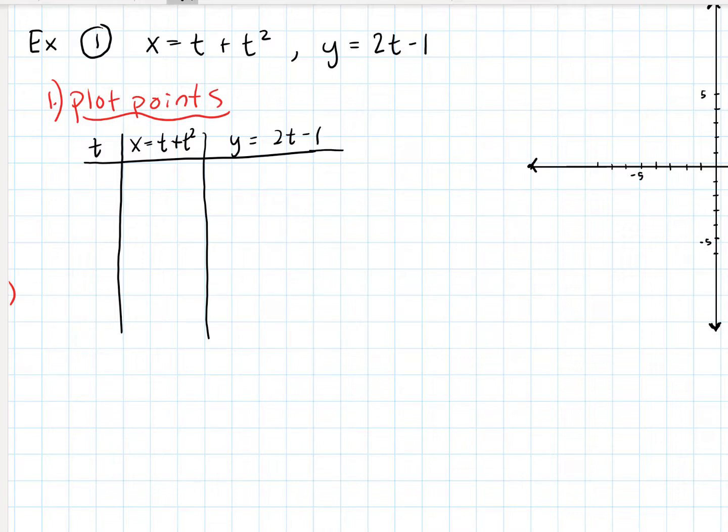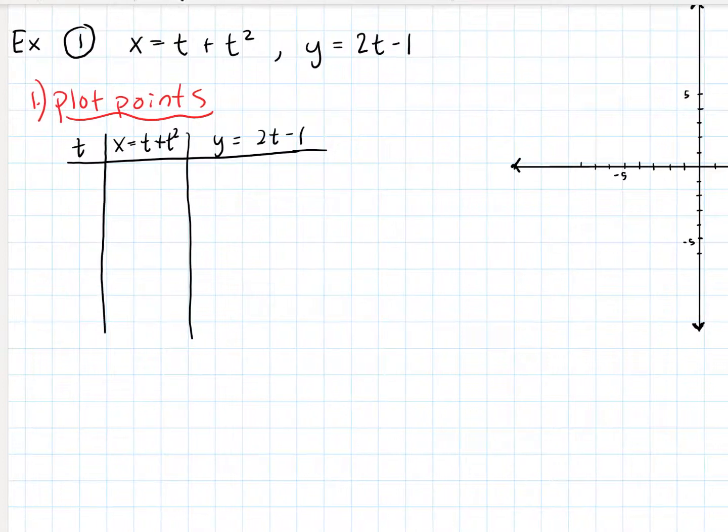And so if we're going to plot points, we want to have a variety of points, and if we feel like we're not getting a good enough graph, then we can always add more points in. But we'll start with, I don't know, let's go -2, -1, 0, 1, 2, and kind of leave it at that and see how we do. So see if that gives us enough.